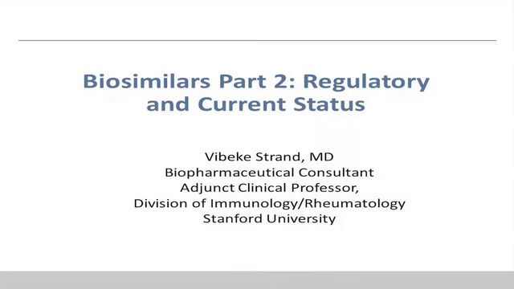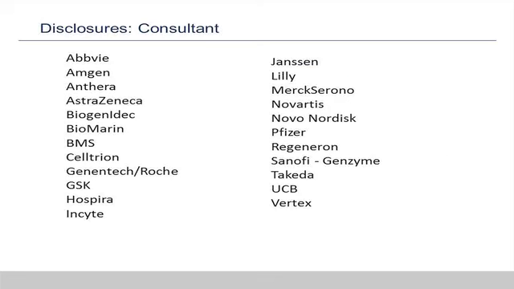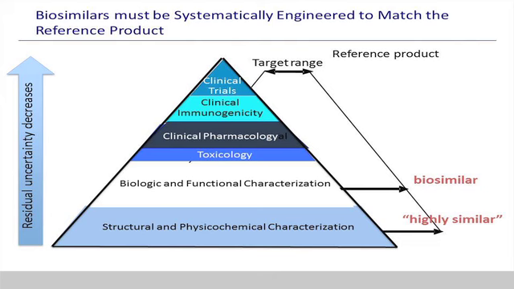So we talked about this, but biosimilars have to be systematically engineered to match the reference product. This is all reverse engineering. As you can see here, there's biosimilar and highly similar, and I'll come back to that. But you start out with structural and functional characterization, and that's a major portion of what you use to characterize biosimilars. The clinical trials and the immunogenicity are used basically to resolve residual uncertainty.